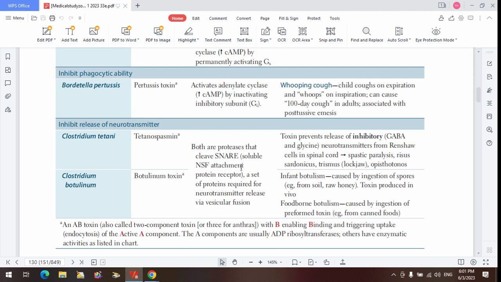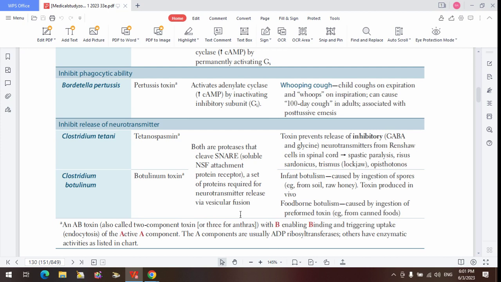enzyme that can actually cleave off what we call the SNARE protein. So forget about the full meaning of the SNARE. Just know SNARE proteins are proteins that actually mediate fusion of the neurotransmitter with the presynaptic membrane so that it can be released into the synaptic cleft to act at the neuromuscular junction. So if an individual has cleaved SNARE protein, there's no way the vesicles that contain the neurotransmitter can fuse with the membrane and be released into the synaptic cleft.